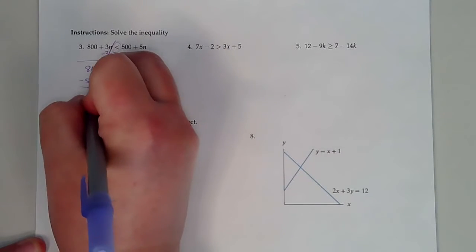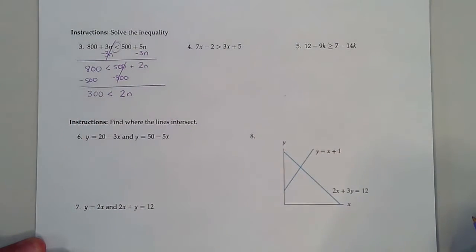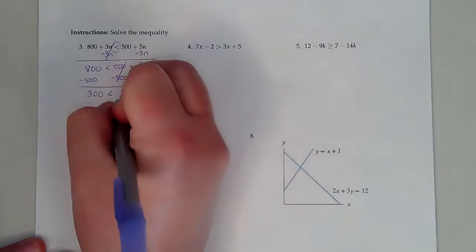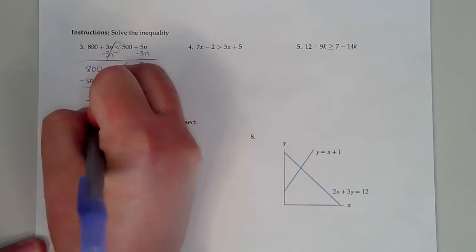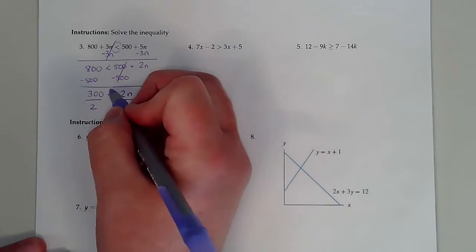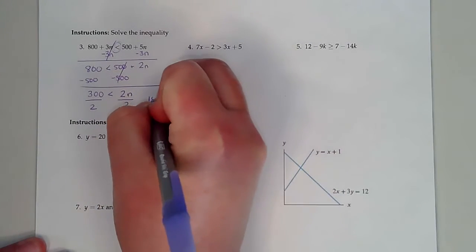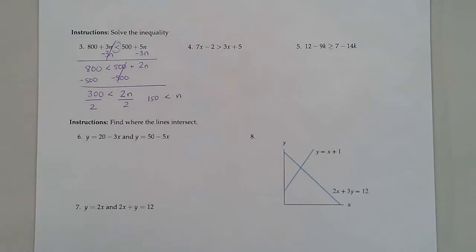That leaves me with 300 is less than 2n. And then I can divide both sides by 2. And because I'm dividing by a positive number, I don't need to flip this inequality sign. And so I get that n is greater than 150.